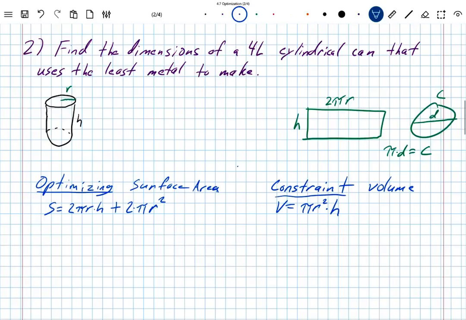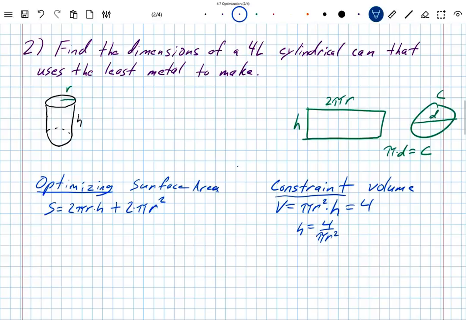Okay, but in this case, we know that that is actually 4. We want to take that constraint and we want to solve for one of our variables. So let's go ahead and write that 4. It's up to you which one. Sometimes one is easier than the other. It might be a little easier here to write h is equal to 4 over pi r squared.